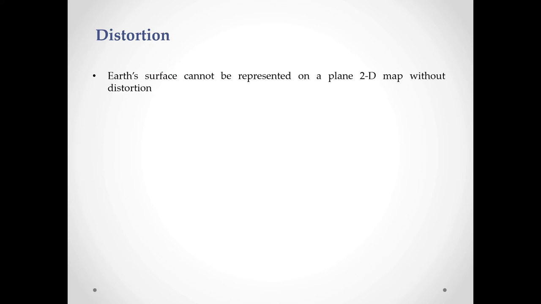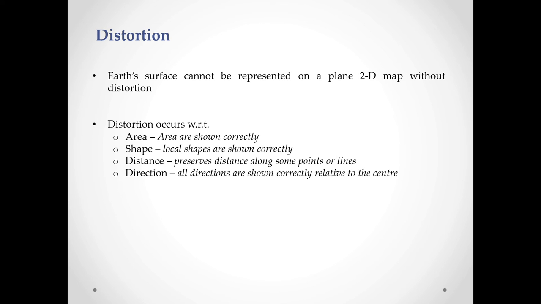So, what is distortion? Earth's surface cannot be represented on a plane 2D map without distortion. Distortion occurs with respect to area, shape, distance, and direction. If areas are shown correctly, then there will be distortion in shape, distance, and direction. If local shapes are shown correctly, then the other parameters will be distorted.